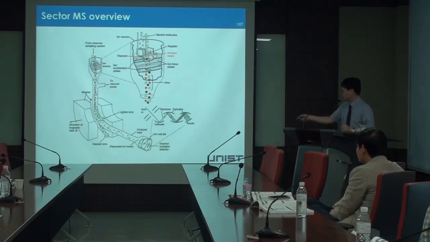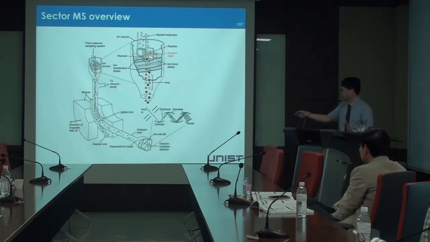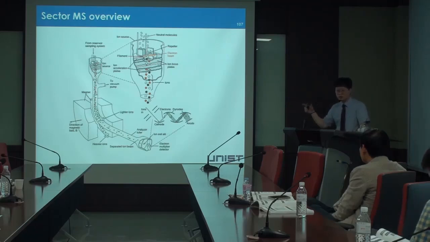This is a light ion, and this is a heavy ion. The light ion is more influenced by the electric or magnetic field, and heavy ions have a tendency to go straight. So these differences can be recorded as molecular weight differences. And finally, the ion enters into the detector, and then there is electron signal multiplication. Finally, the computer calculates this signal into a mass spectrum or quantification.